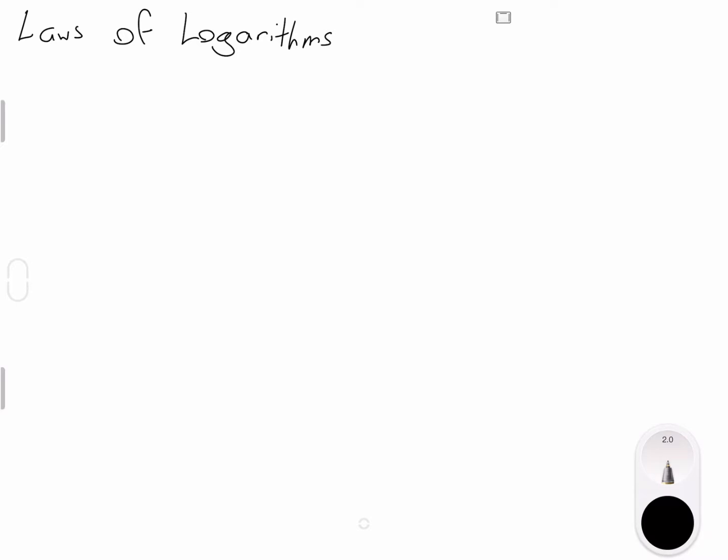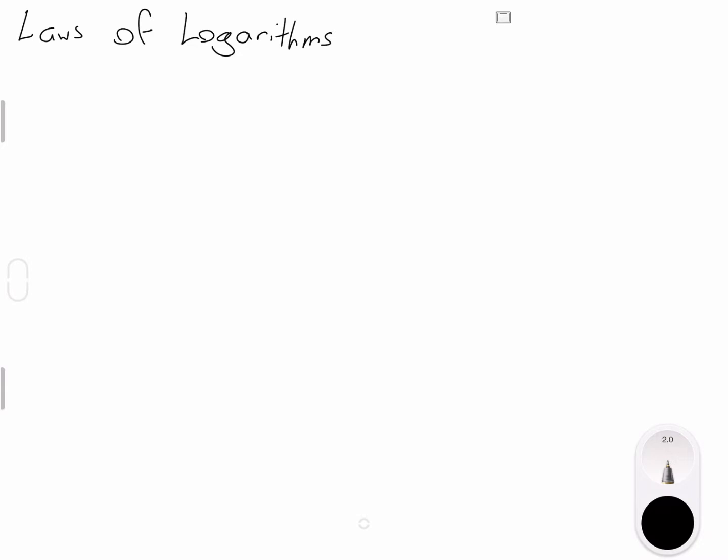So let's start by writing down the laws of logarithms. Now, I have to mention before we get started that these laws have to be in the same base. So if we're talking base 10 or base A, it still has to be the same amongst all of them. So I'm going to write them down as all being in base A, but they can apply to whatever base, as long as the bases are the same.